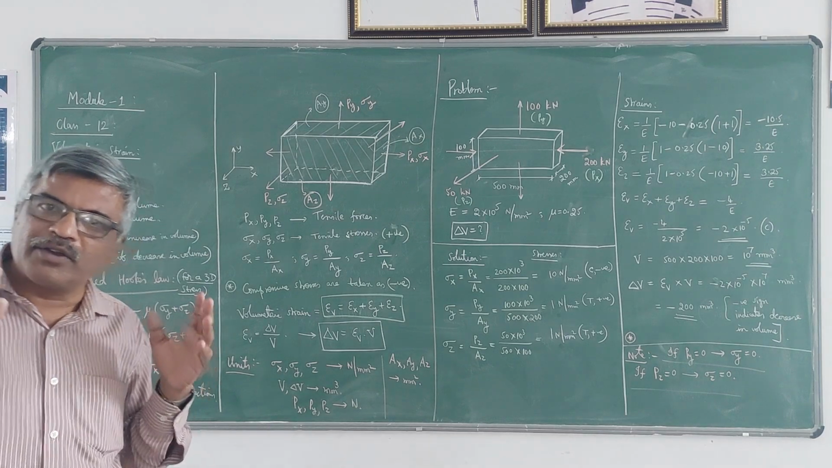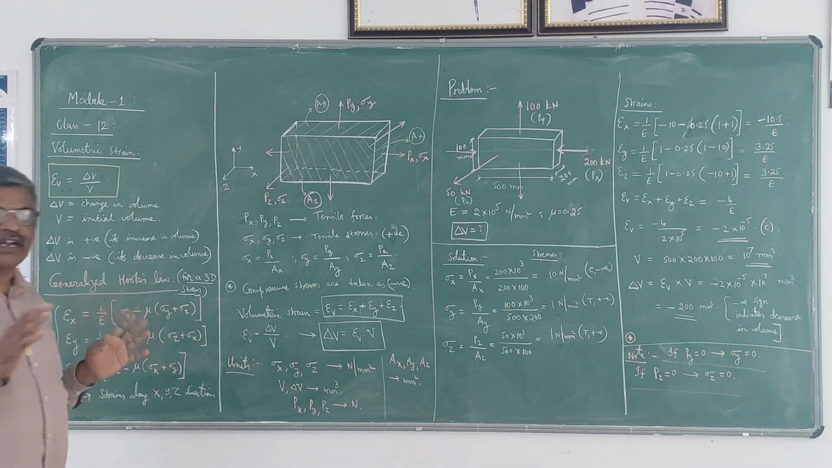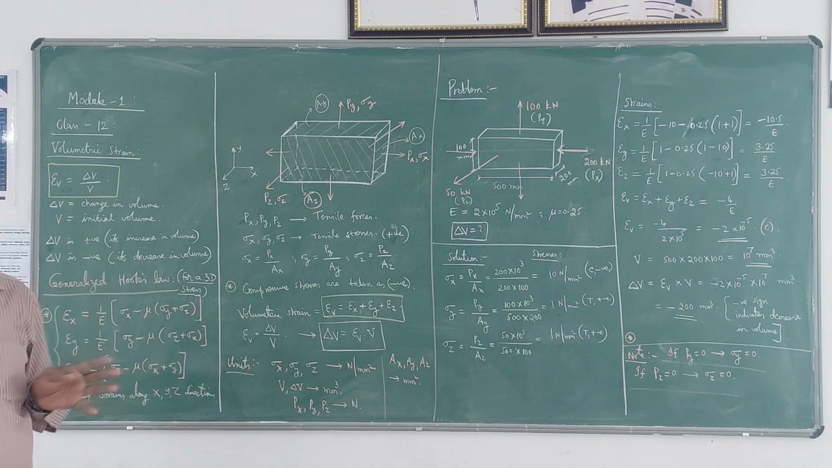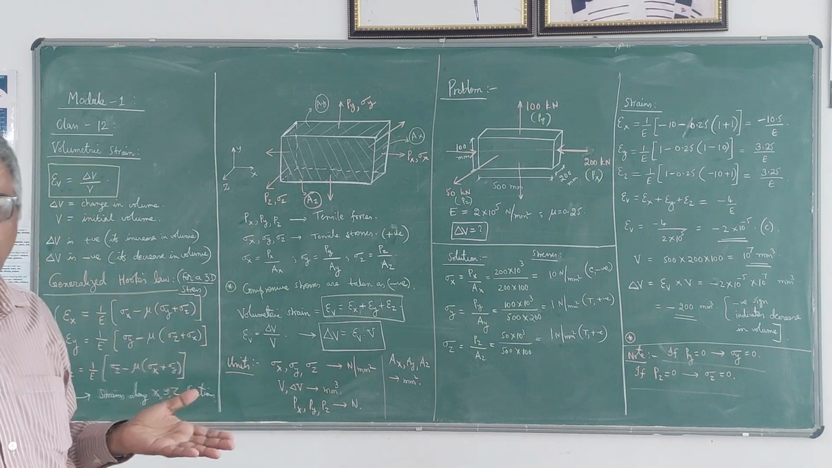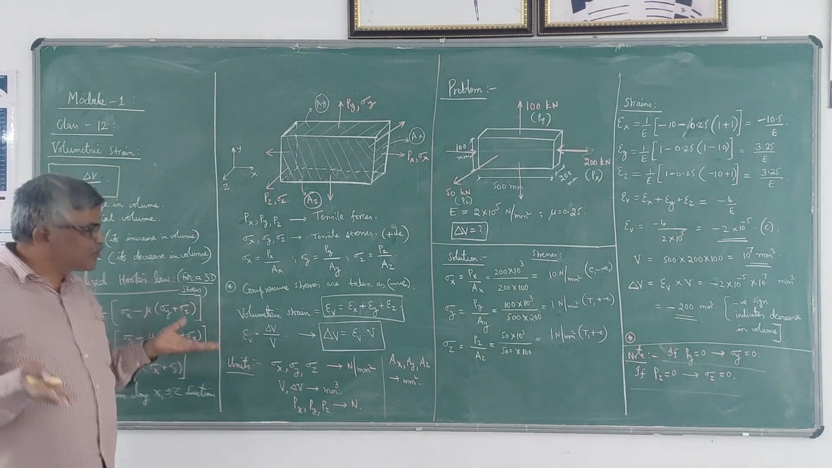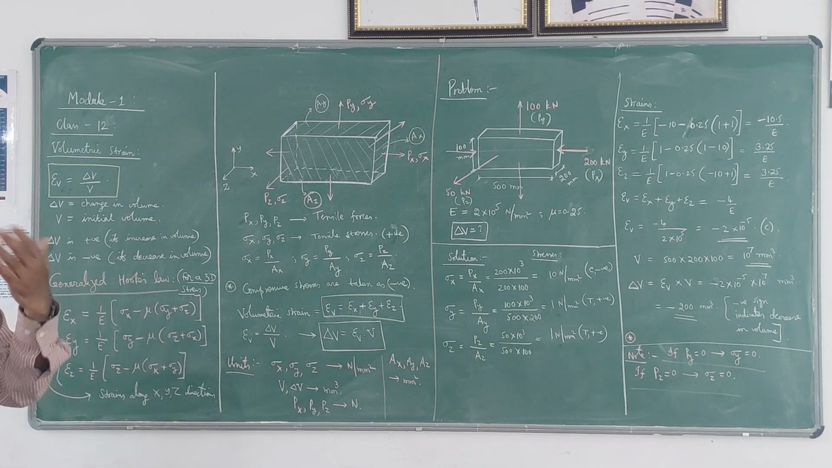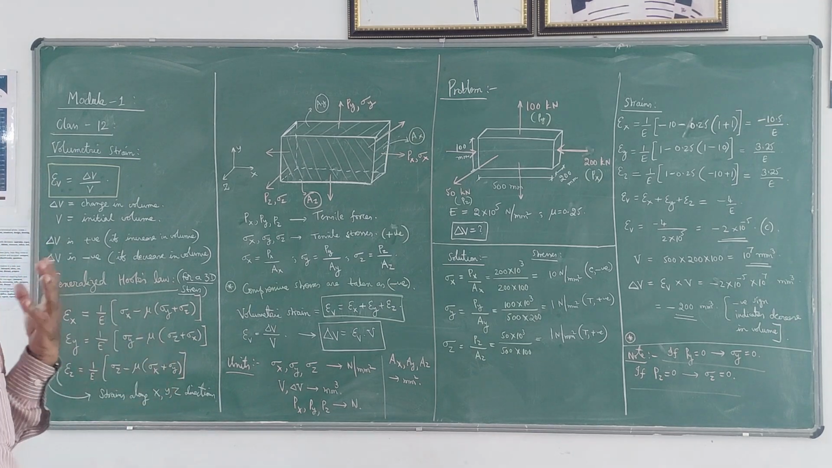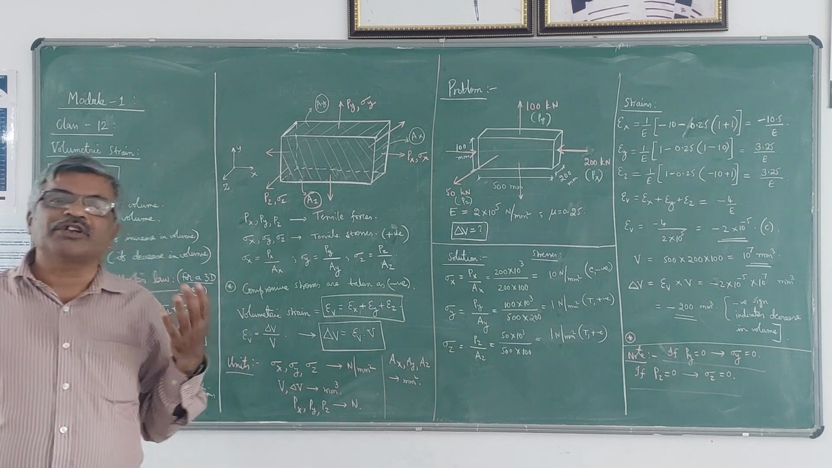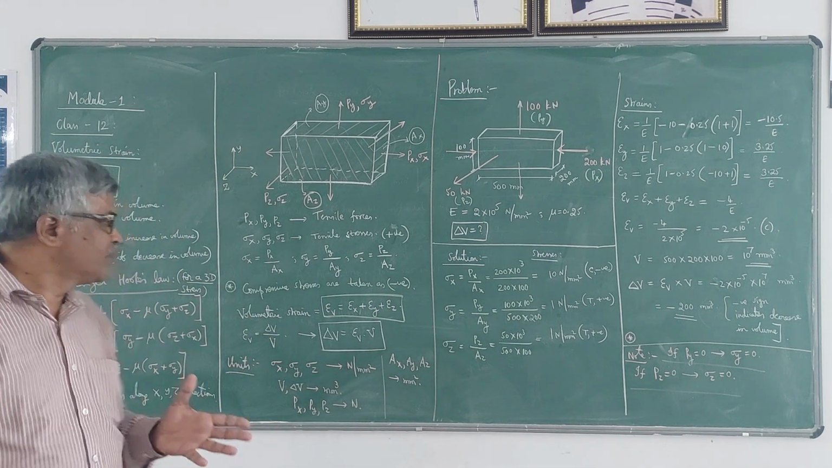So Hooke's law, you know that within elastic limits, linear stress is directly proportional to linear strain. Then that ratio you can take as the Young's modulus, E is equal to sigma by epsilon, that we have studied. So extension of that is generalized Hooke's law. We can say that generalized Hooke's law is the combination of the principle of superposition and Hooke's law.